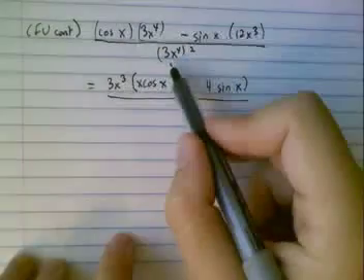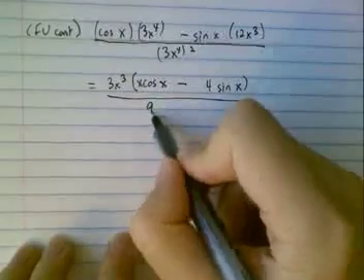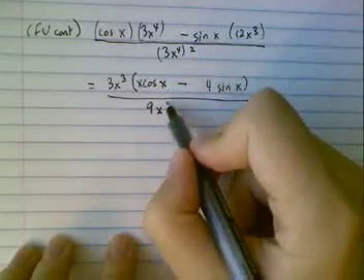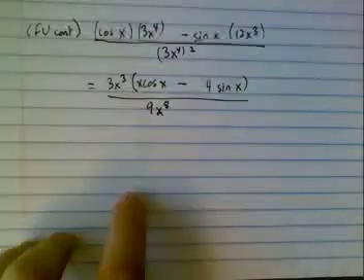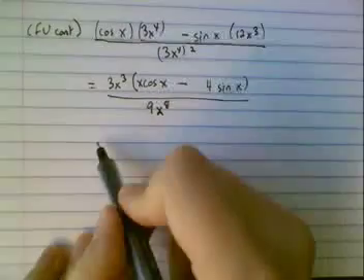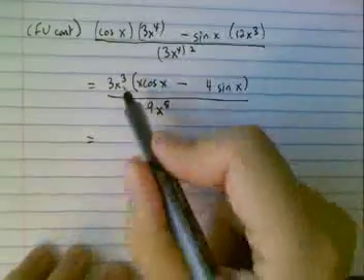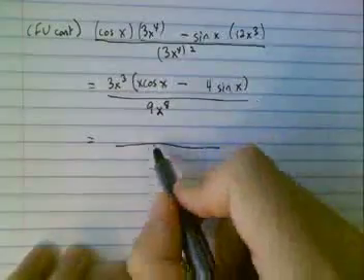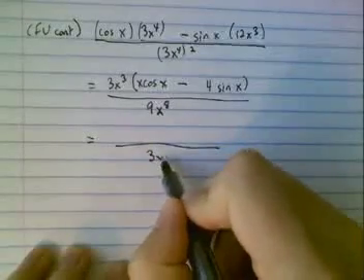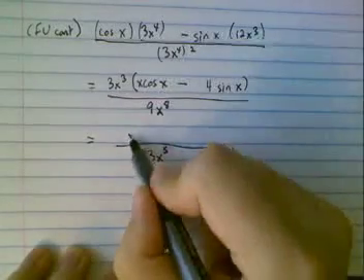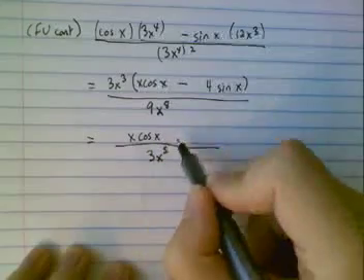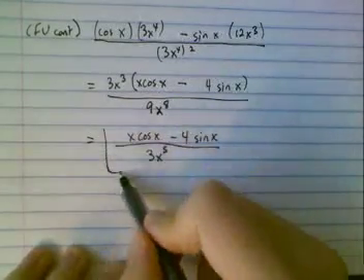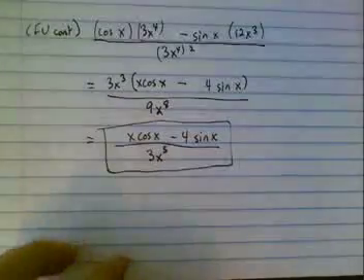In the denominator, we have 3 squared, which is 9, x to the fourth squared, so that means x to the eighth. And now we can cancel these out just a little bit. These are both divisible by 3 x cubed, so in the denominator we're going to have 3 x to the fifth, and then in the numerator, x cosine x minus 4 sine x. There we go.